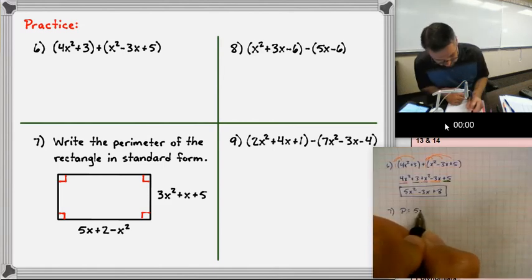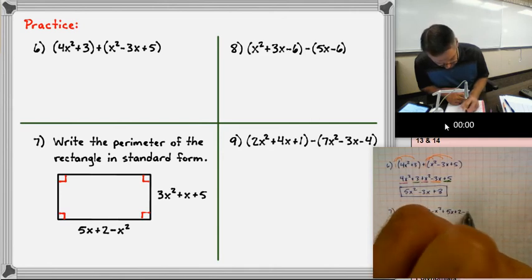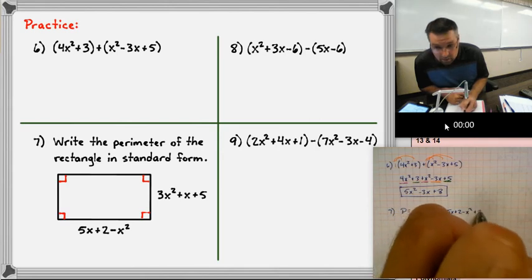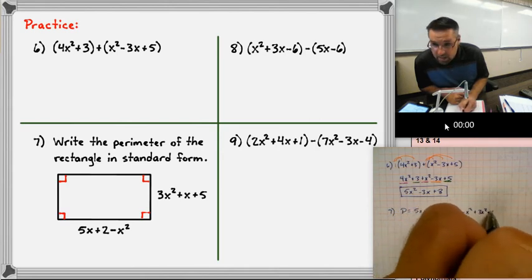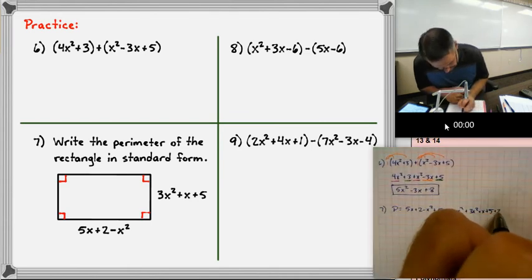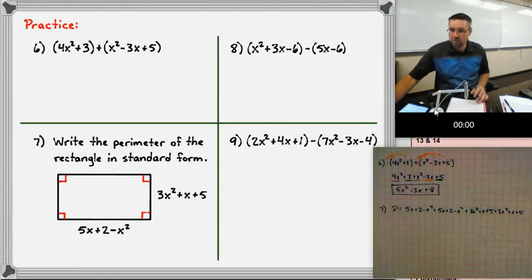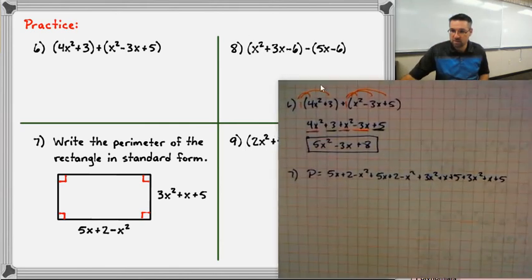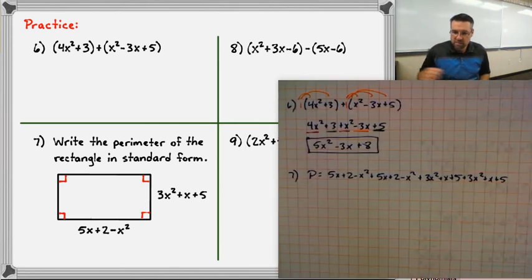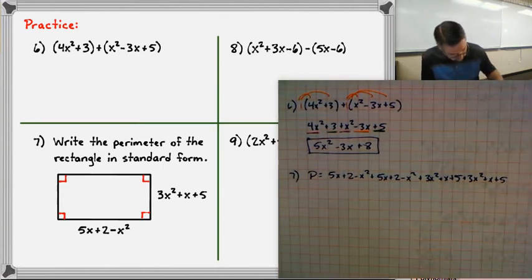We could say 5x plus 2 minus x squared plus 5x plus 2 minus x squared plus 3x squared plus x plus 5 plus again 3x squared plus x plus 5. Okay, so we can see that. I'm going to make this a little bigger so we can see it. Okay, so we can see all of those added together. We're going to combine like terms. There's a lot going on here.